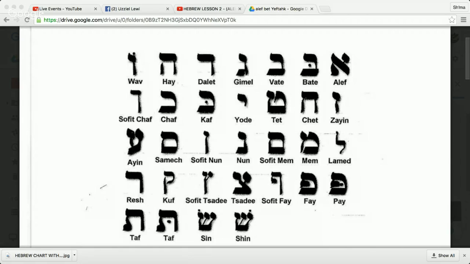Aleph, Tav, Hey, Shin, Mem, Yod, Mem Sofit. Stop.